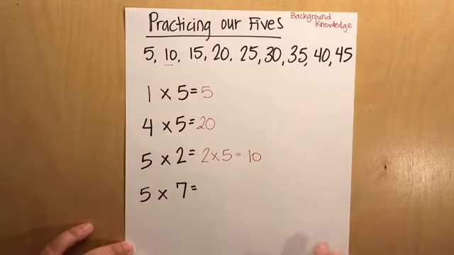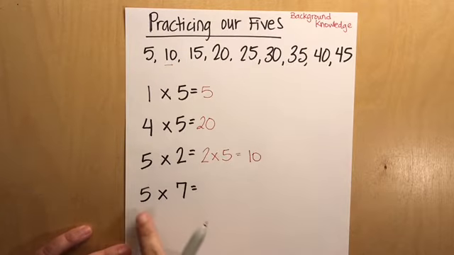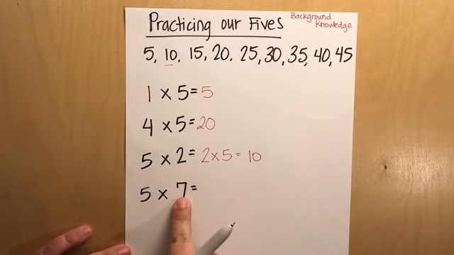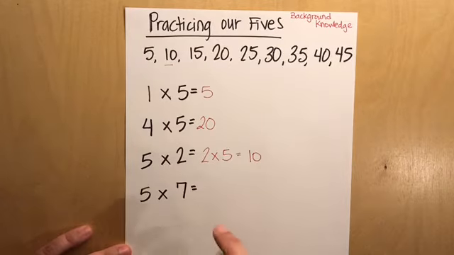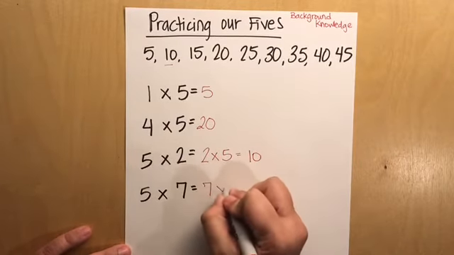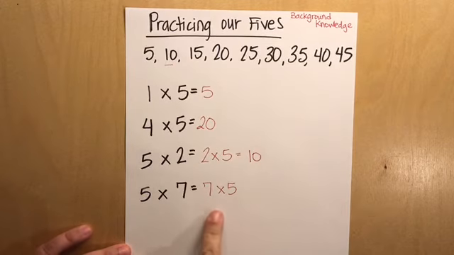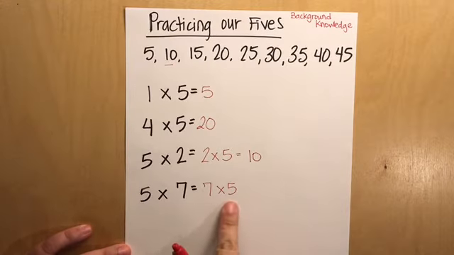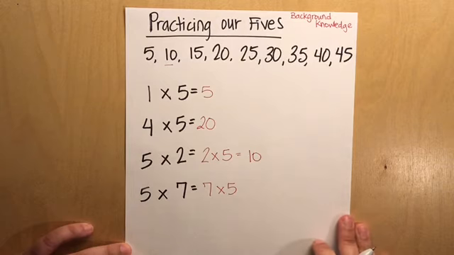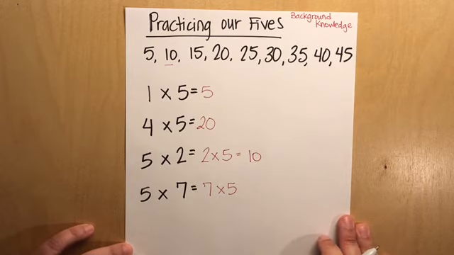If I wanted to find out 5 times 7, again, I could count 5 groups of 7 and count by 7 5 times. I don't know about you guys, but I would much rather count 7 times 5 and do 7 groups of 5, because I can count by 5s a lot more easily than I can count by 7s.